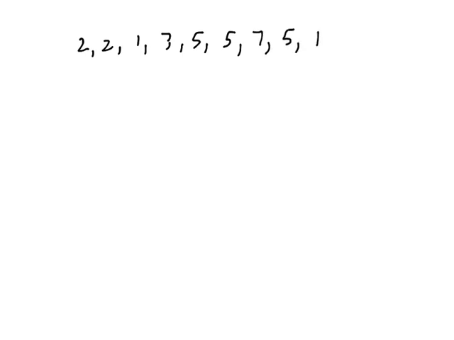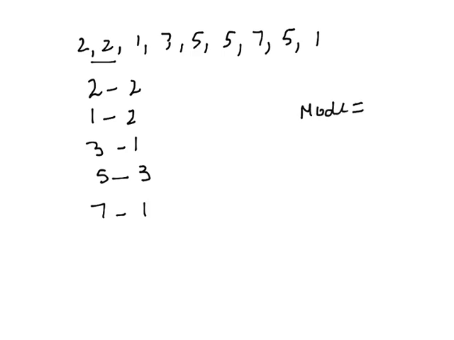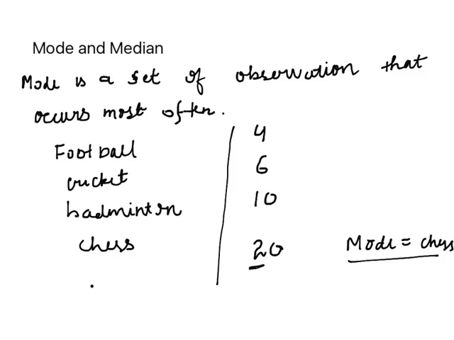Now if we have small data, like we have 2, 2, 1, 3, 5, 5, 7, 5 and 1, and I have to find out the mode of this data, what I will do is count how many times each number occurs. So here we can see 2 occurs 2 times, 1 also 2 times, 3 1 time, 5 3 times and 7 1 time. So it means the mode of the given data is 5 as it occurs most of the time. So mode is a set of observations that occurs most often. To find the mode, we will count the number that occurs most of the time. That will be the mode of the data.